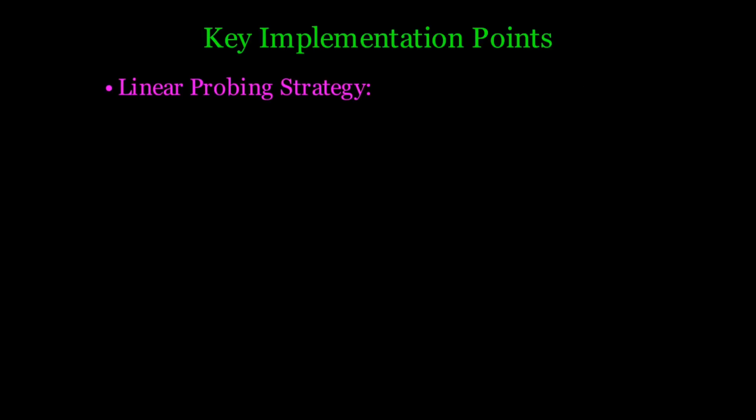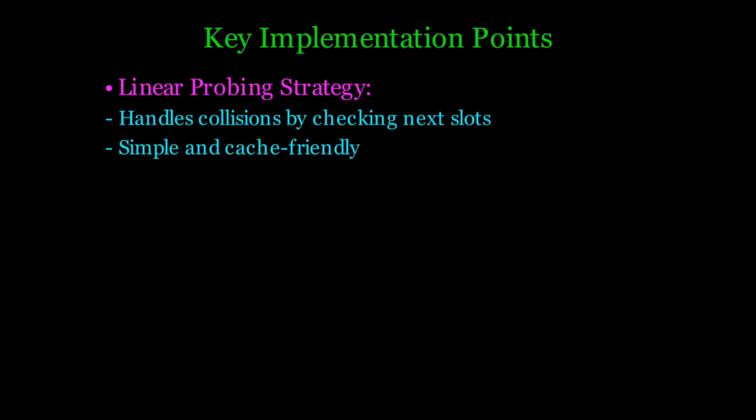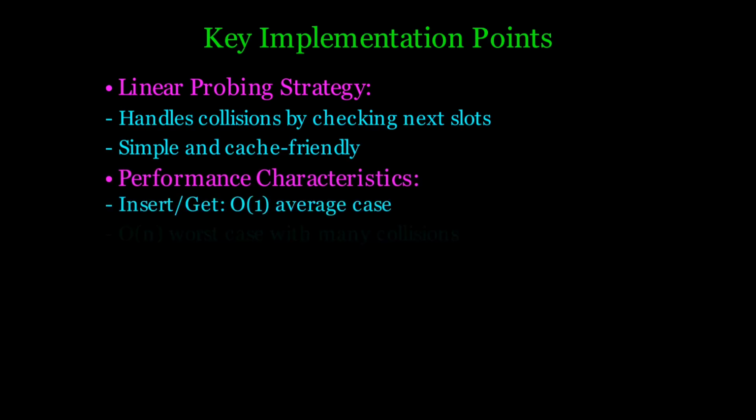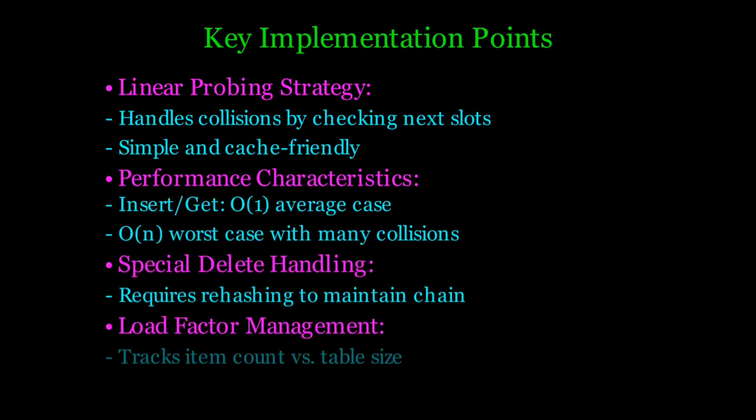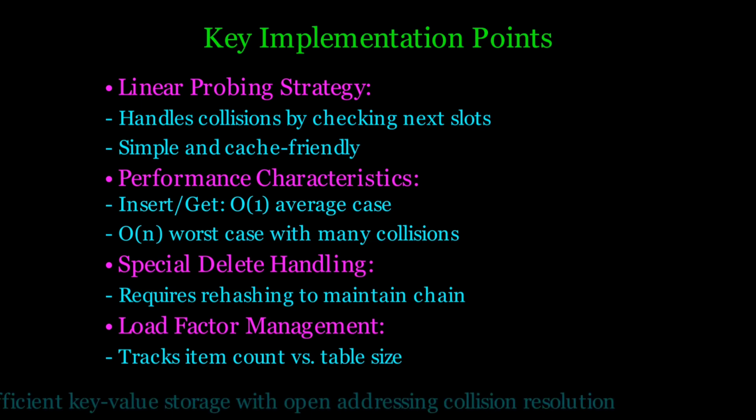Let's summarize the key aspects of this implementation. The linear probing strategy offers simplicity and good cache locality by checking consecutive slots during collisions. For performance, we can expect O(1) average case for insertions and lookups, even though this can degrade to O(n) in the worst case when many collisions occur. And our special delete handling with rehashing maintains the integrity of probe chains, which is crucial for open addressing.